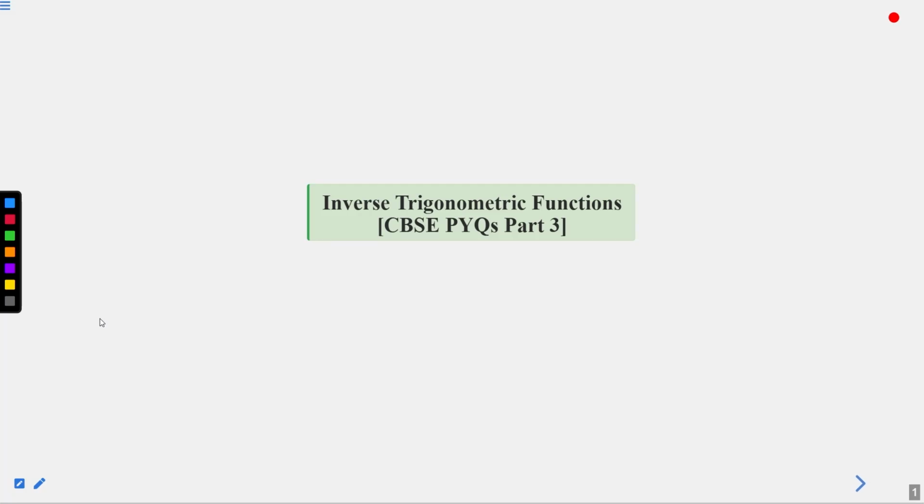So in today's lecture, we will discuss some CBSE previous year questions for the chapter inverse trigonometric functions.